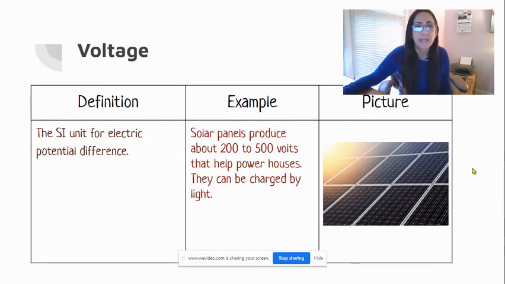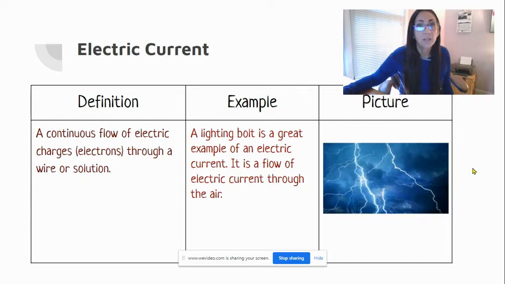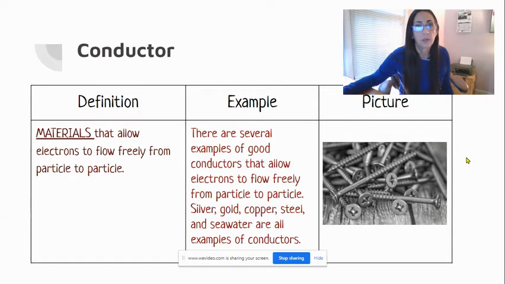Voltage is the SI unit for electric potential difference. Electric current is a continuous flow of electric charges, which are electrons, through a wire or solution. Conductors are materials that allow electrons to flow freely from particle to particle. And good examples would be any types of metals.